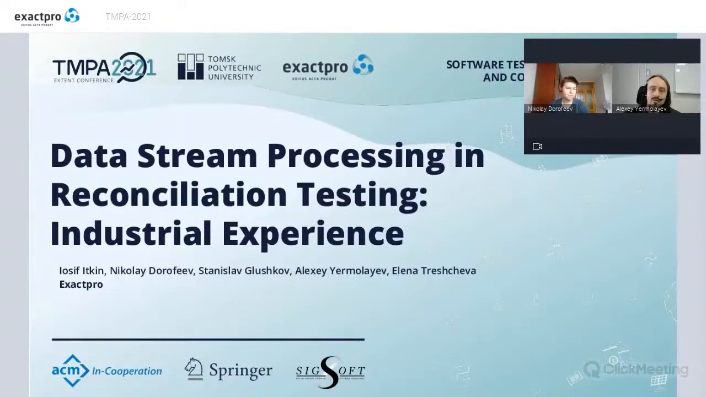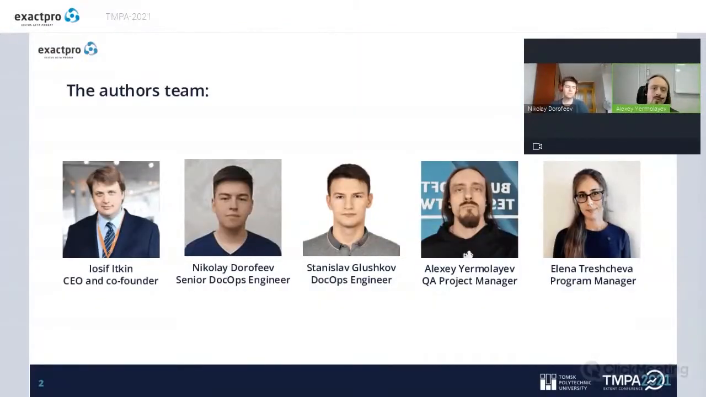Our paper is titled Data Streaming Processing in Reconciliation Testing, Industrial Experience. The paper was authored by a group of people working at Exactpro. The names and titles can be seen on the slide. My name is Alexey Yermolayev, and today I'm going to present our research with my colleague, Nikolay Dorofeev.